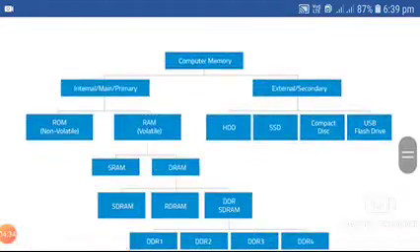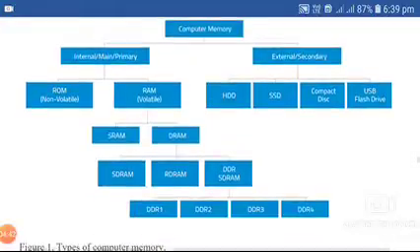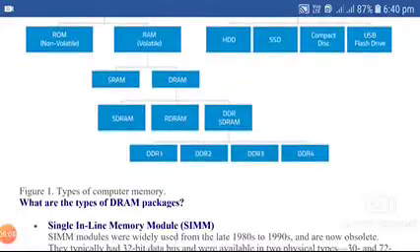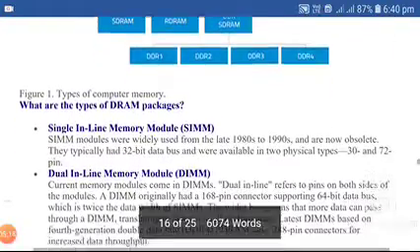So the diagram below shows the computer memory types. It is divided into two types: internal, main or primary, and external, secondary. In the internal category we have ROM, non-volatile, and RAM, volatile. In the external secondary type we have HDD, SSD, compact disk, and USB flash drive. RAM is further divided into SRAM and DRAM, and DRAM is divided into SDRAM, RDRAM, and DDR SDRAM, and DDR SDRAM is divided into DDR1, DDR2, DDR3 and DDR4. The figure shows types of computer memory.